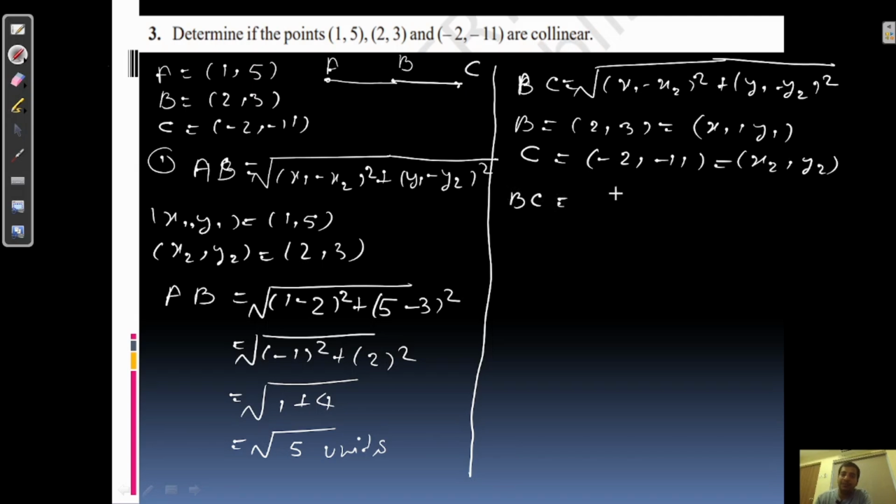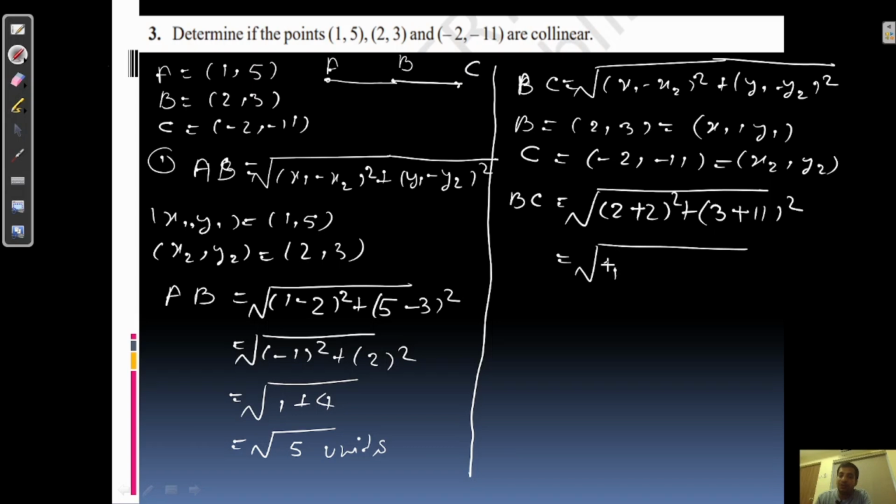Applying it in our formula, what are we going to get? The value of x1 will be 2 minus the value of x2, which is minus 2. So minus is already here, and this value is also negative, so it will be plus. We have studied that last day. On Saturday we have seen these types of problems. What is the value of y1? As you can see, it is 3. Minus, what is the value of y2? It is minus 11, so it will become plus. We have to do the square of it. Let us solve it. 2 plus 2 is 4, and 11 plus 3 is 14.